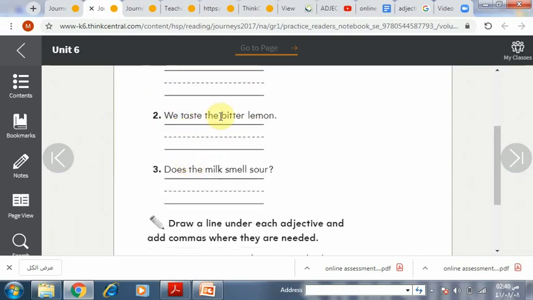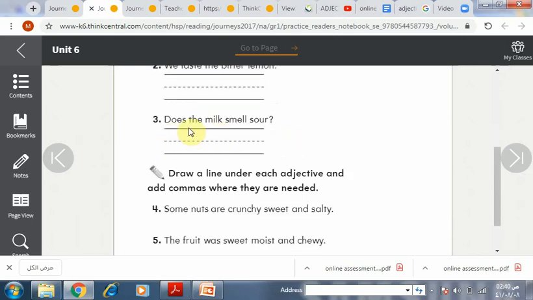Number 2. We taste the bitter lemon. Where is the adjective? Bitter. Bitter is a horrible taste, actually. It's very bad. So the word bitter is an adjective that describes the taste of the lemon. Underline bitter and write it on the line. Number 3. Does the milk smell sour? Where is the adjective? Very good. Sour. This is the adjective because it describes the smell of the milk. So underline sour and write it on the line.